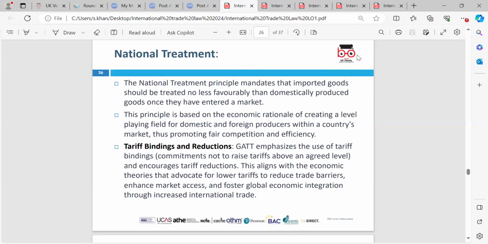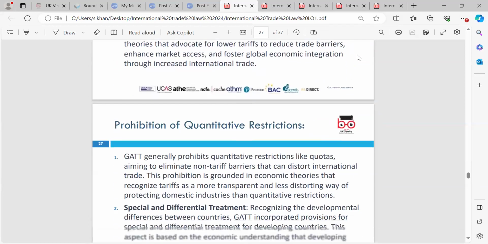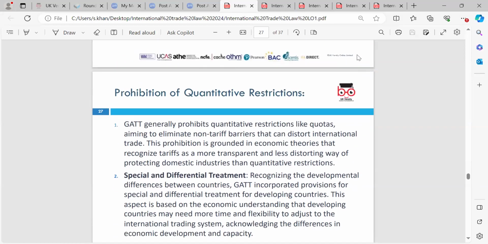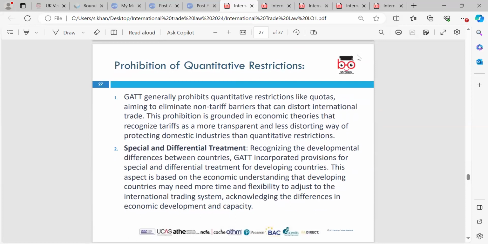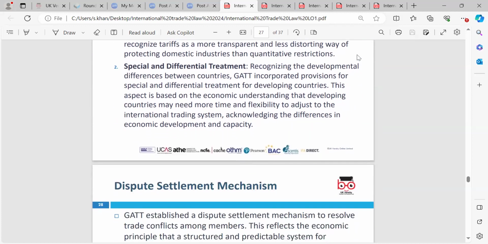We looked at the national treatment principle, which mandates that imported goods should be treated not less favorably than domestically produced ones that have entered the market. We then looked at the prohibition of quantitative restrictions like quotas, aiming to eliminate non-tariff barriers that can distort international trade, and then special and differential treatment, which recognizes the developmental differences between countries, as GATT has incorporated.